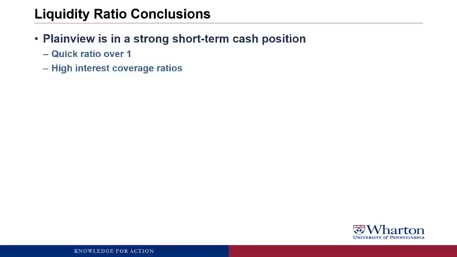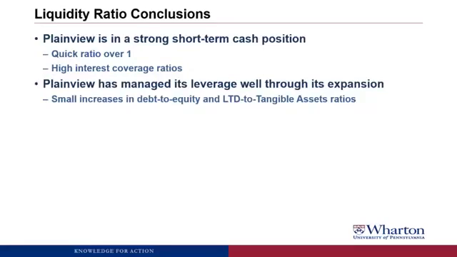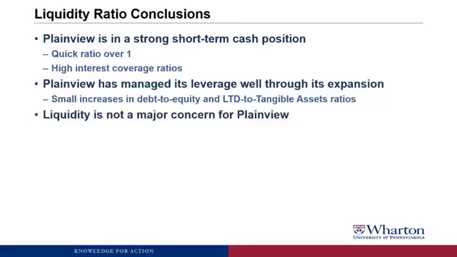So the conclusions for Plainview from the liquidity ratios are that they're in a strong short-term cash position. Quick ratio is over 1. They have high interest coverage ratios. We have a little bit of concern about the volatility in their cash from operations, but other than that, it looks pretty good. Plainview's managed its leverage well through its expansion. It has small increases in debt to equity and in long-term debt to tangible asset ratios. But even though they've been going up, they're still not that high in absolute terms. So it looks like liquidity is not a major concern for Plainview.